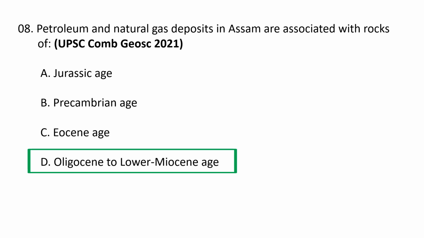The Upper Assam Tertiary Sedimentary Basin is an important petroleum province with reservoir rocks ranging in age from Upper Paleocene to Miocene. The bulk of the oil production is from the Barail Formation and Tipam Formation. It occurs in Barail, which is Oligocene, and Tipam, which is from Miocene formations.